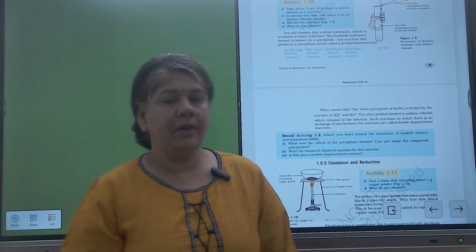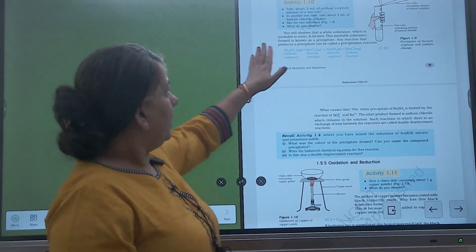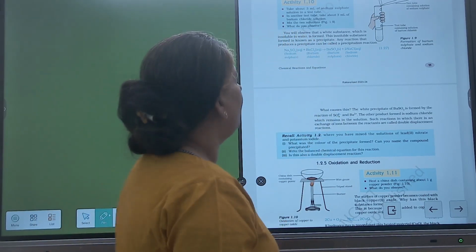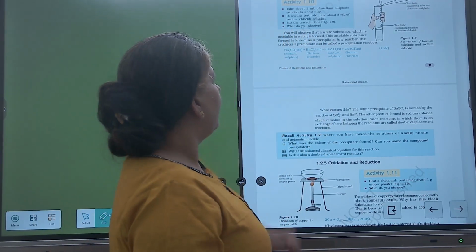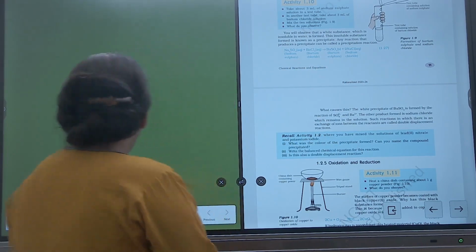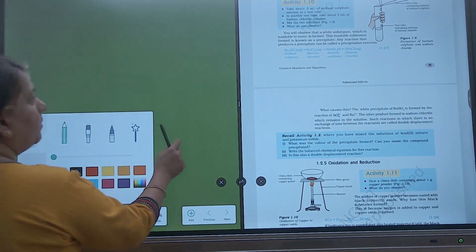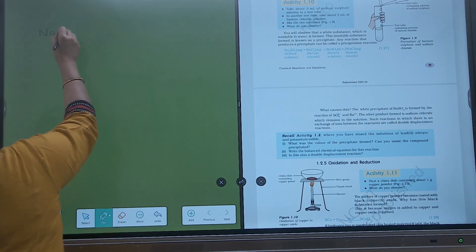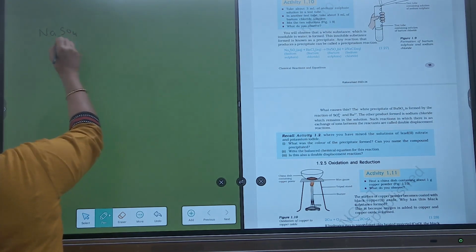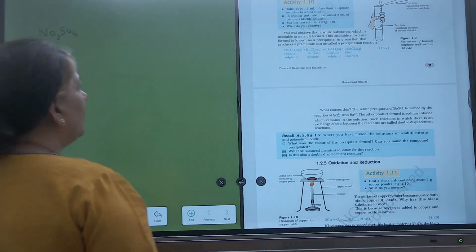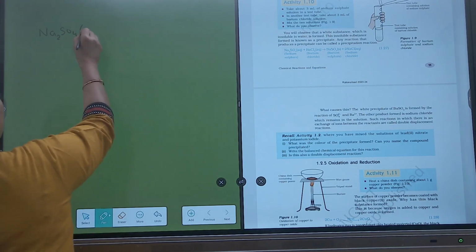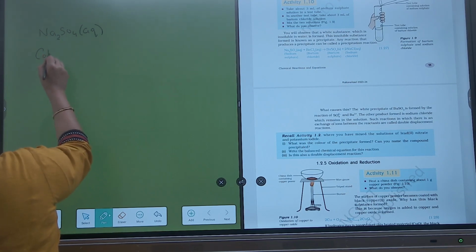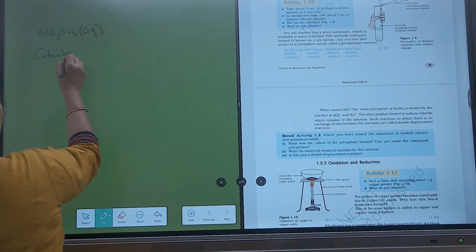Now let's see double displacement reaction. Again it is performed with the help of this activity 1.10. We take sodium sulfate and barium chloride solutions, and these are colorless solutions. We take Na2SO4, sodium sulfate, and dissolve it in water. So we get aqueous solution, and this is colorless or clear solution.